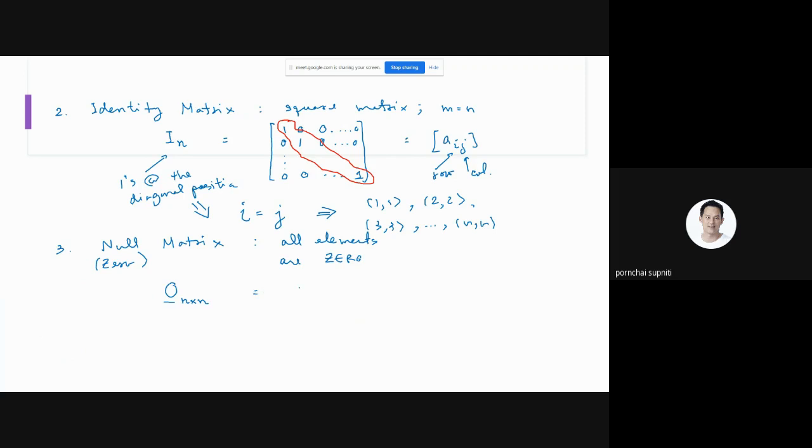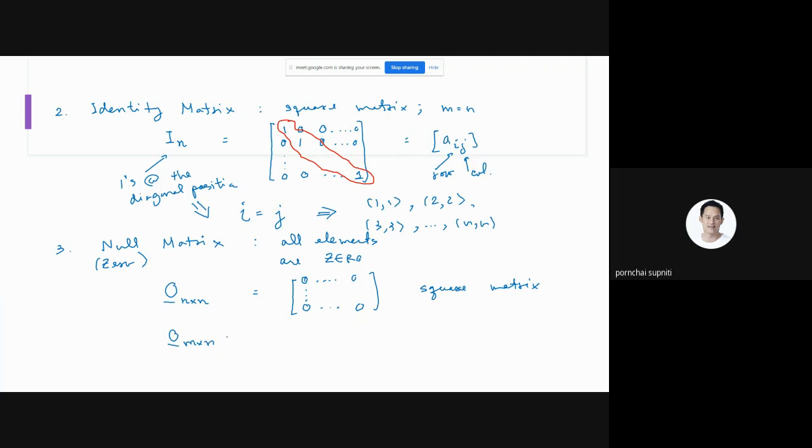For example, you can have all 0, just write like this. Do null matrices always have to be square matrices? In this case, it's a square matrix. Does a null matrix need to be a square matrix always? Not really. It can be m by n.